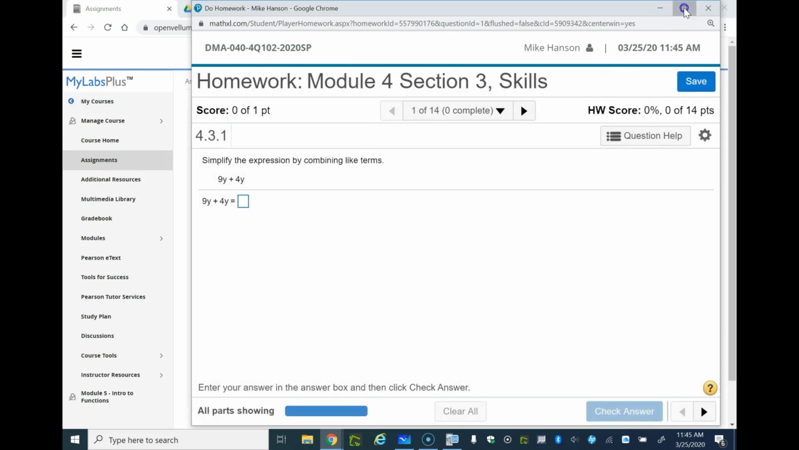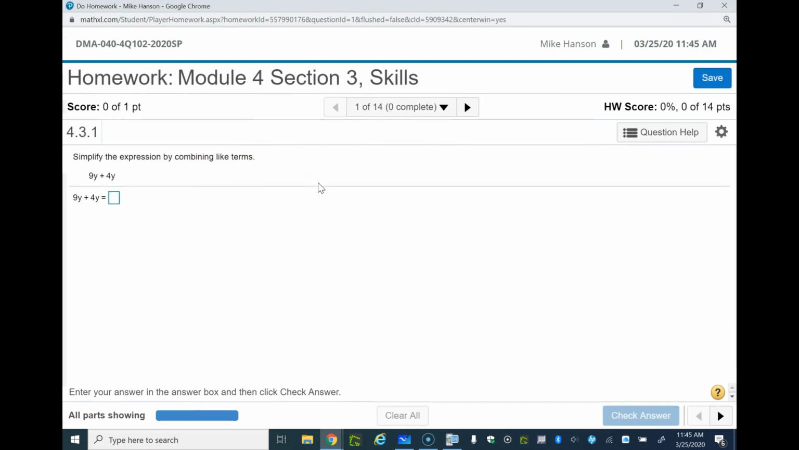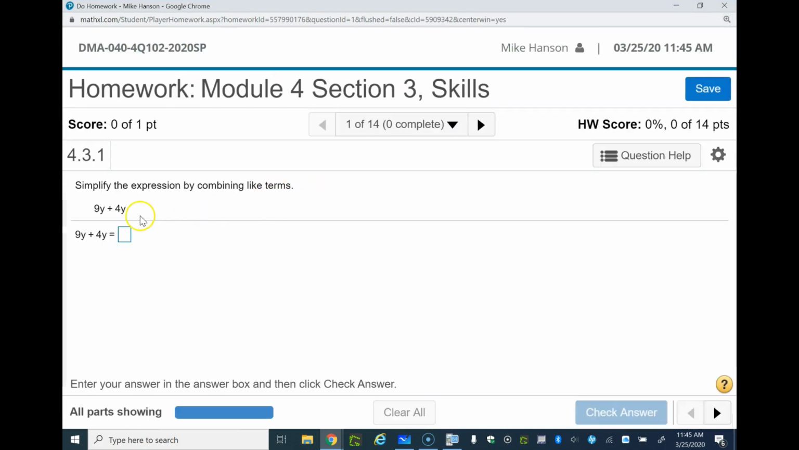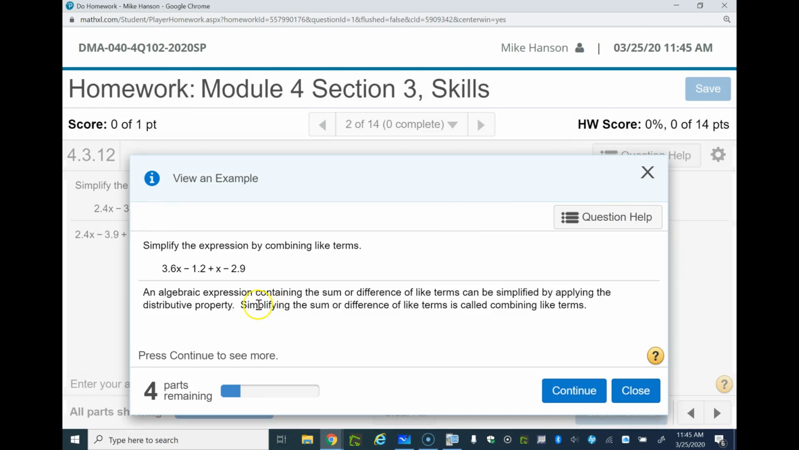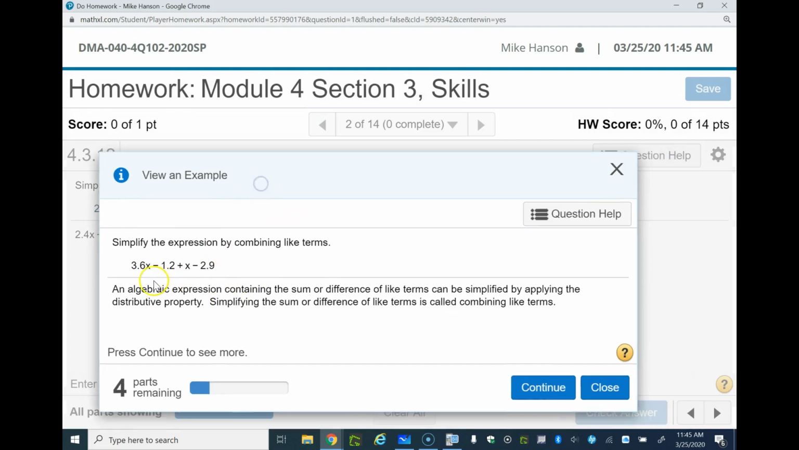In section 3, it's all about collecting like terms. What we're looking for in the problem is anything that has similar variables, and we're going to combine those together, or if they're just numbers or coefficients, then we're going to combine those together. A good example, looking at this one: I have 3.6x, and then over here I have an x. And what number is understood to be in front of this?